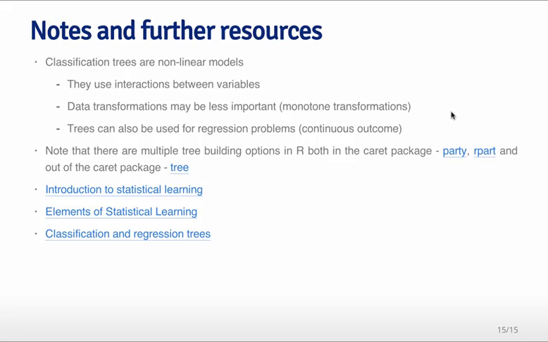They can also be used for regression problems. So I showed measures of misclassification impurity. You can also use root mean squared error as a measure of impurity and do a similar tree building procedure for building models for regression as well. There are multiple tree building options in R, both in the caret package using the party package, the rpart package, or you can even use this package tree, which doesn't appear in the caret package, but also has a lot of useful functions that can be used when building these models.